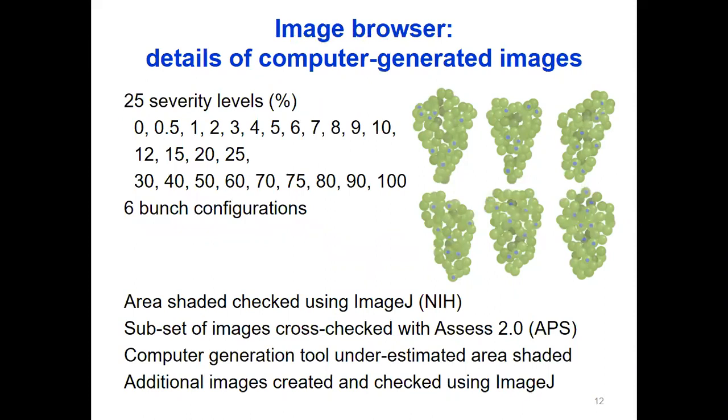We checked those images to make sure that the area was as accurate as possible using freeware ImageJ from the National Institutes of Health in the US and the American Phytopathological Society's ASSESS program. And so we have them to within 1% accuracy at the low end of the scale and a slightly more tolerance as we get towards the upper levels of that scale.